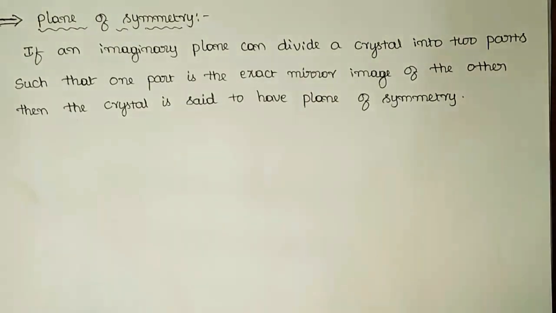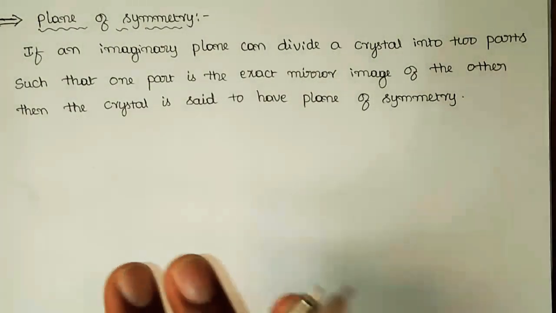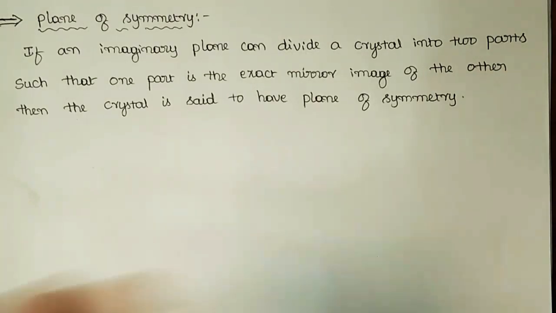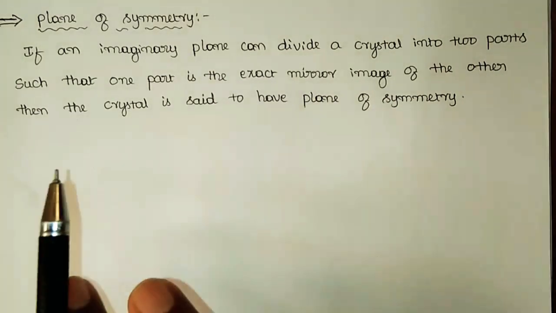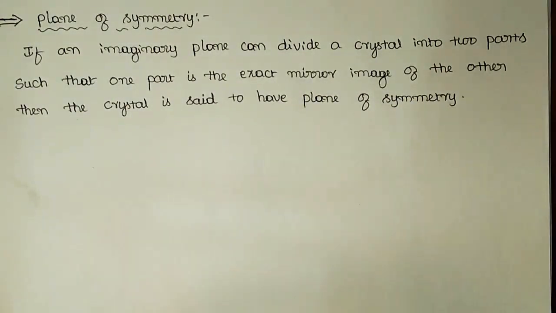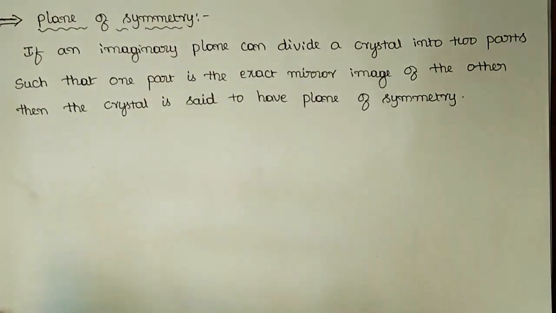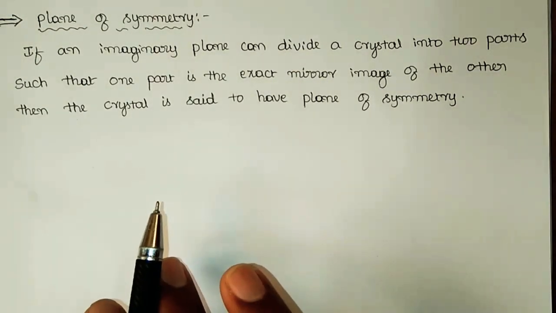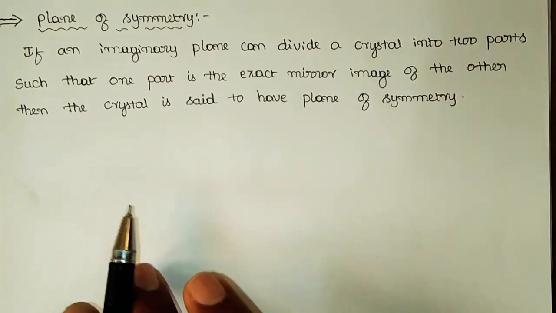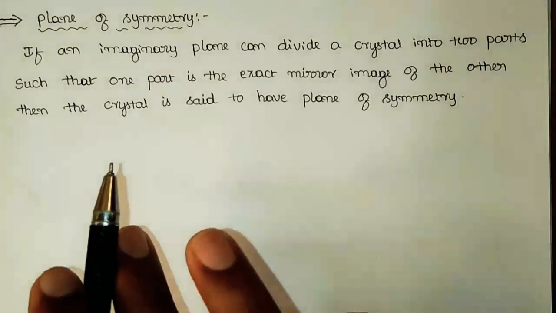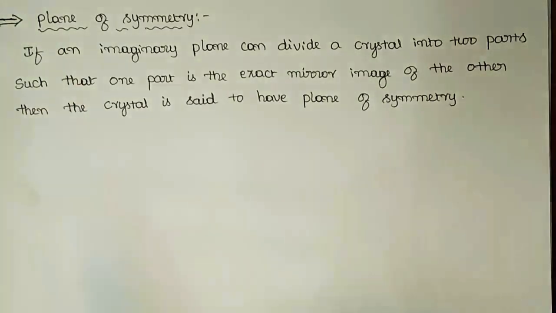If not, that means though the plane is cutting the crystal into two parts, if they are not exactly mirror images to each other, then the molecule or the crystal cannot be said to show plane of symmetry. So the plane should divide the crystal into two parts and one part is exactly the mirror image of the other part. That is a condition for a crystal to exhibit plane of symmetry.